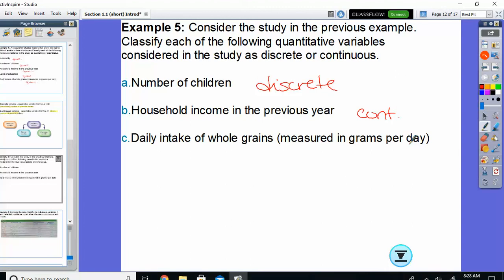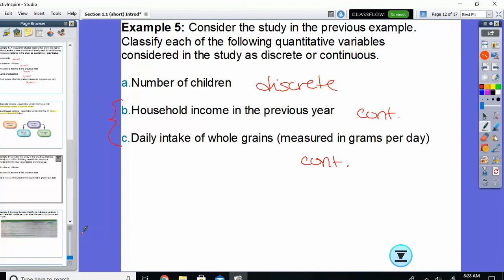So, daily intake of whole grains measured in grams per day. Can I have a portion of a gram? Yes. So typically, if we have decimals, we'll go ahead and call it continuous. Like I said, some of these are not cut and dry. There are situations where it is obviously discrete, situations where it's obviously continuous. Sometimes it depends on how you're using the number. So we will have all those conversations as we go on.